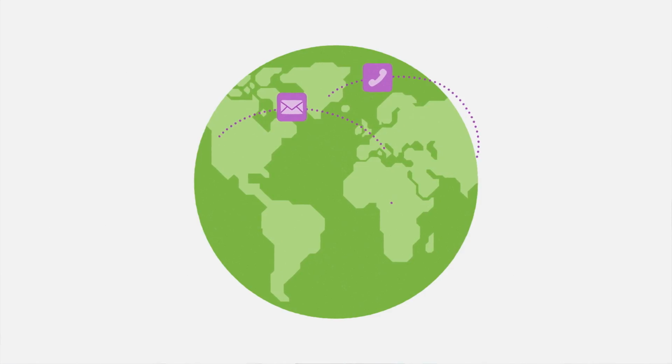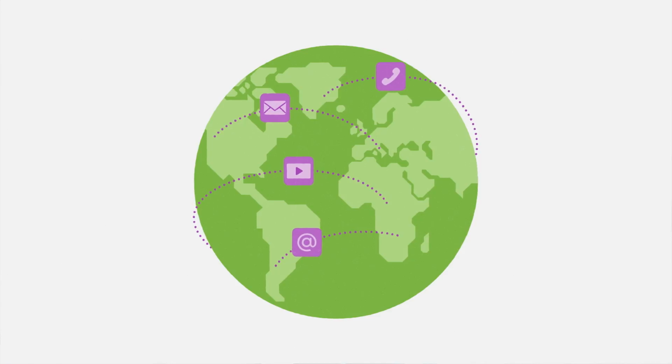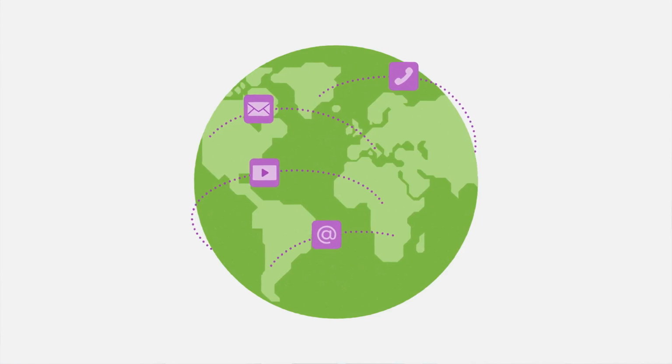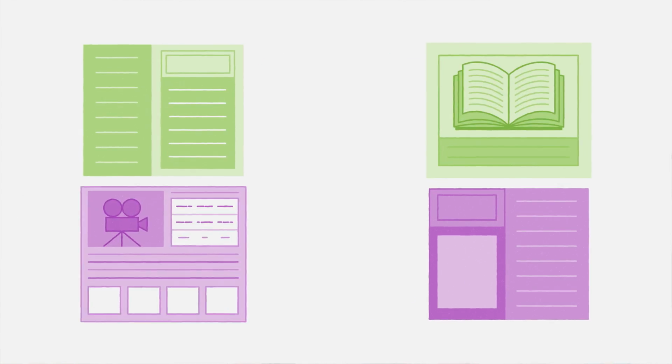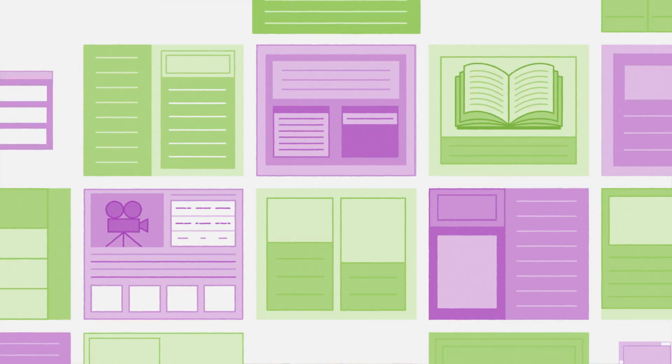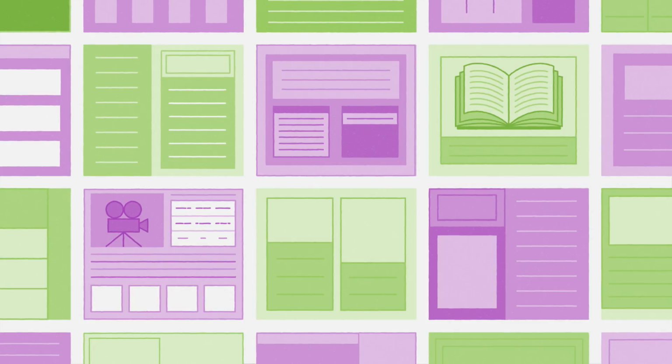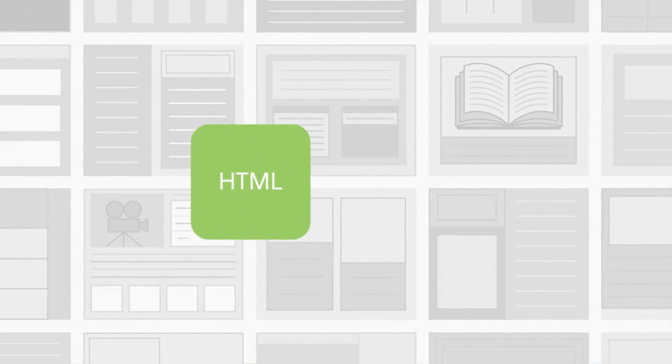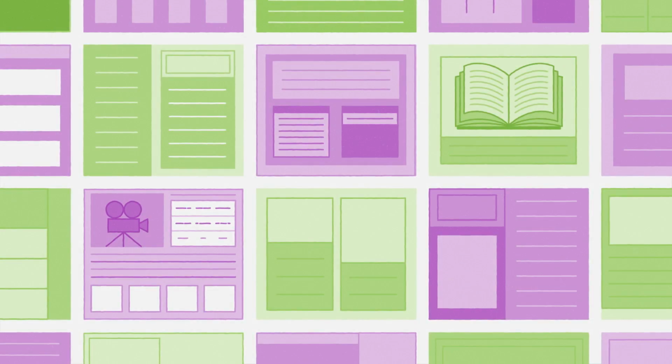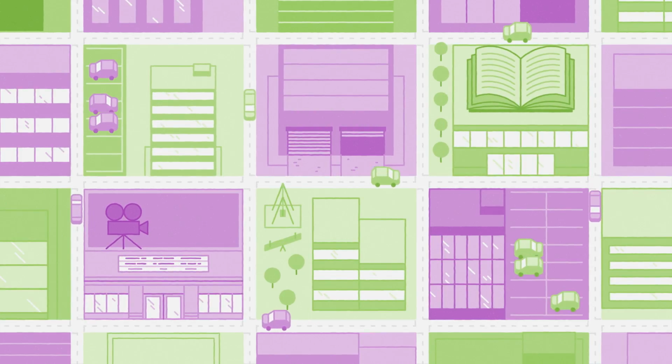We use the internet to send emails, make calls, watch videos, and access the web through browsers like Chrome, Firefox, and Internet Explorer. The web, on the other hand, is a collection of billions of pages of information that have been made using code. The most well-known programming languages on the web include HTML, Hypertext Markup Language, and CSS, Cascading Style Sheets.